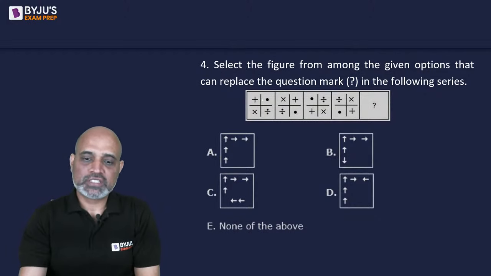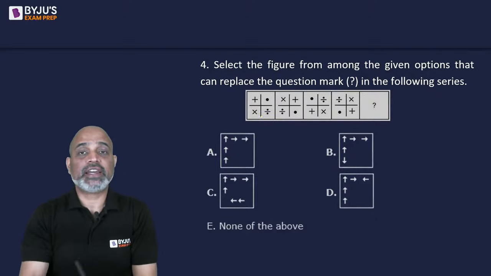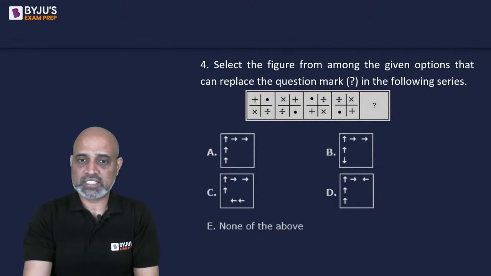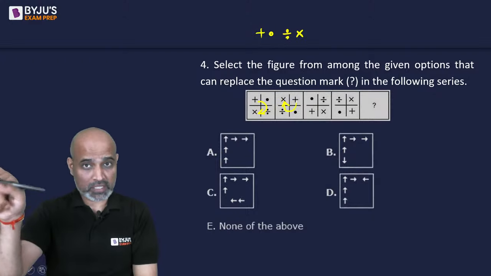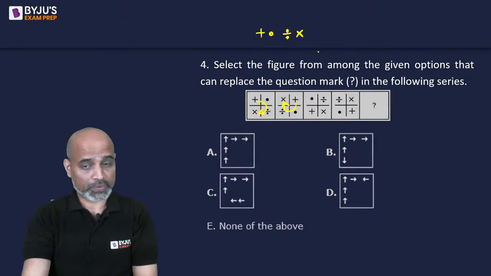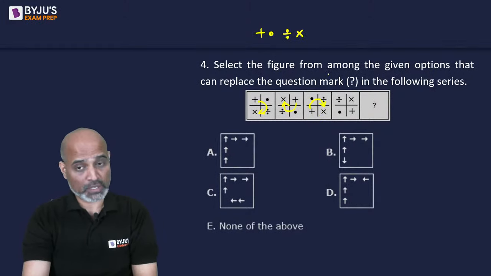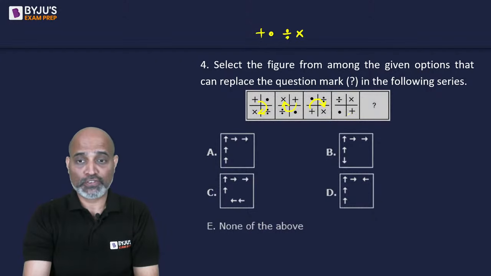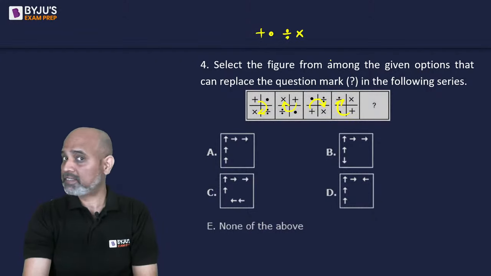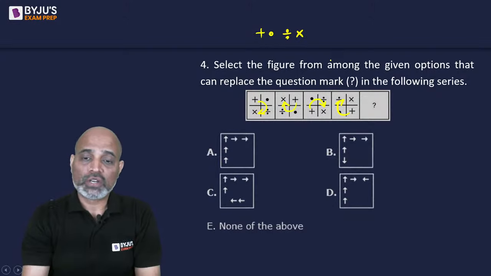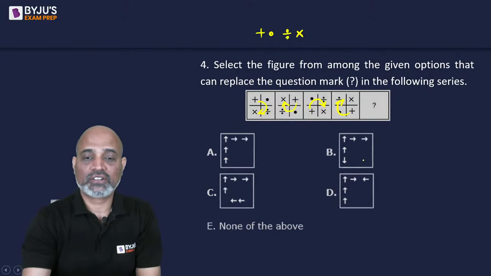Obviously the first thing that you guys should always look into is the order of the symbols. So if I start with a plus symbol and follow it going clockwise, it is plus, dot, division, multiplication. If I look at the next one, starting from plus clockwise is the same sequence. Third figure starting from plus clockwise, same sequence. Starting with plus in the fourth figure going clockwise, same sequence. Okay, the options are okay.